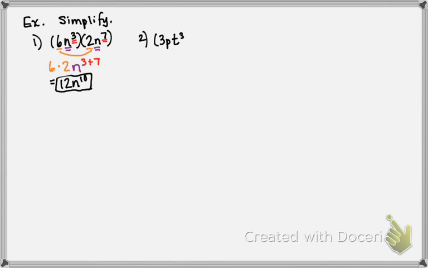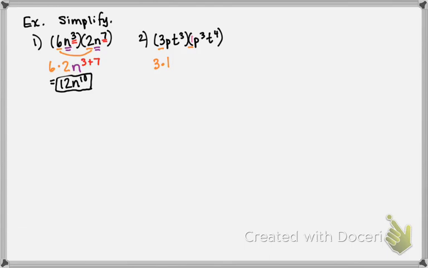3pt cubed times p cubed t to the 4th. Okay, so we've got a multiplication problem. I want to multiply the coefficients, but I do notice something is a little bit amiss. I don't see a coefficient on the second monomial, but yes, it's there. It's that infamous 1. So if you don't see a coefficient, remember it is 1. So now we're going to multiply the coefficients, so that's going to give me 3 times 1.